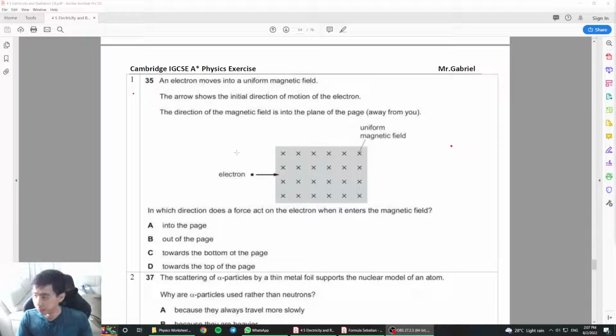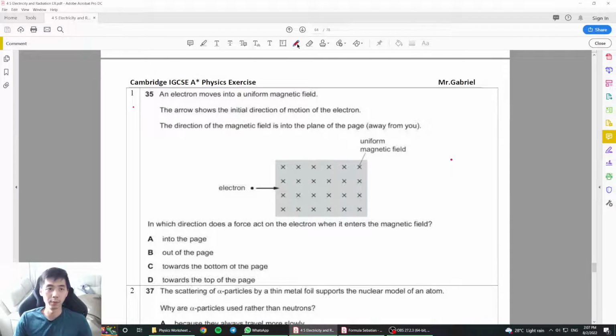Guys, this is going to be the final chapter, which is going to be the radiation chapter, guys. Alright, so look at the first question here. What do they want from you? It says that an electron moves into a uniform magnetic field. The arrow shows the initial direction of the motion of the electron. The direction of the magnetic field is into the plane of the page, guys.